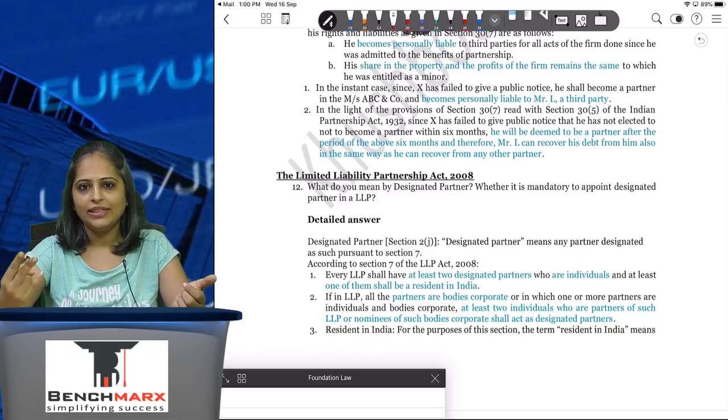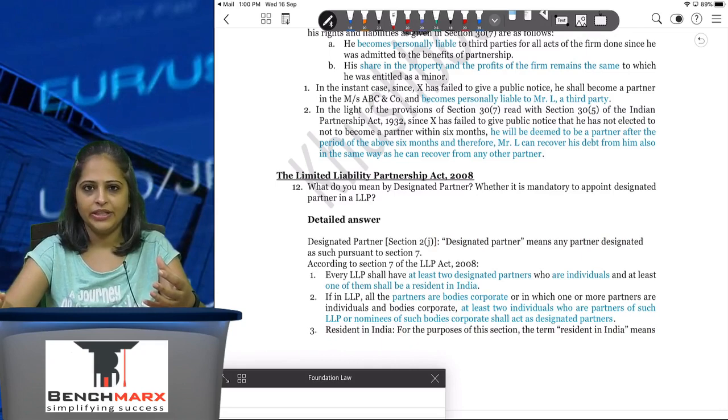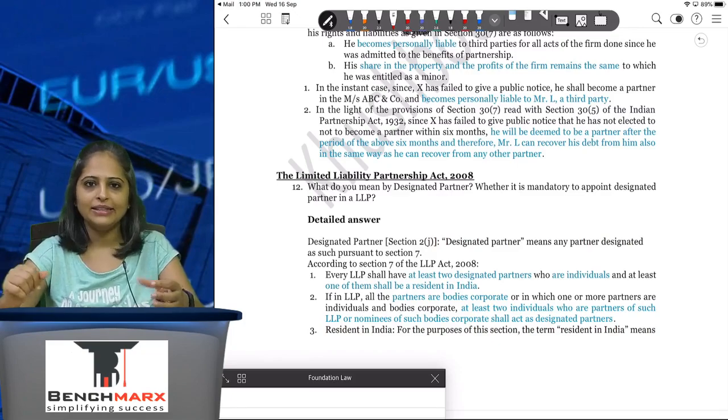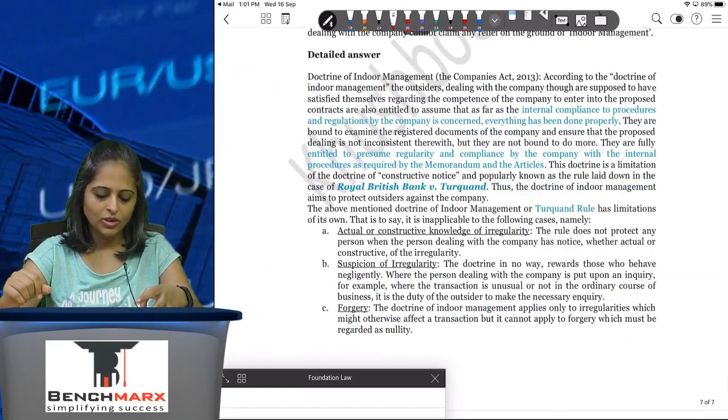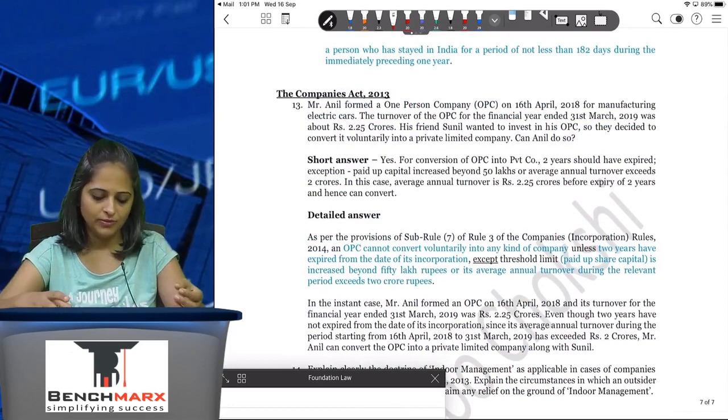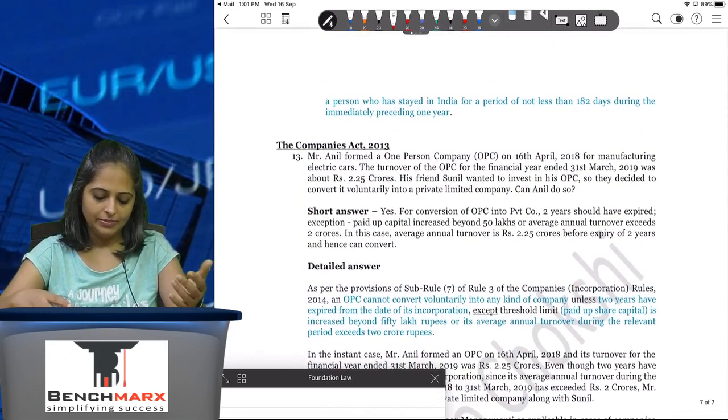You need to have at least 2 individuals who are designated partners, out of which one person has to be a resident in India. Resident in India meaning a person who stays in India for a period of 182 days or more. So yes, you need to have a partner. If you have body corporates as your partner, which you can have, in that case you will have to appoint 2 individuals who will be acting as designated partners, because a body corporate cannot do everything. It can't do the day-to-day management of the LLP.